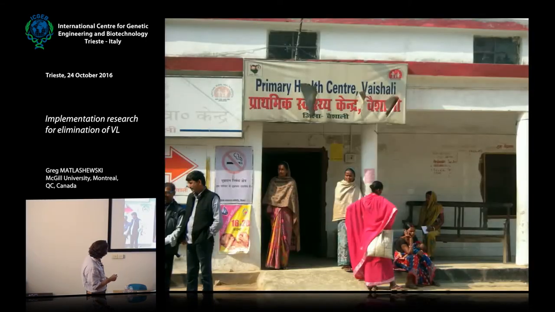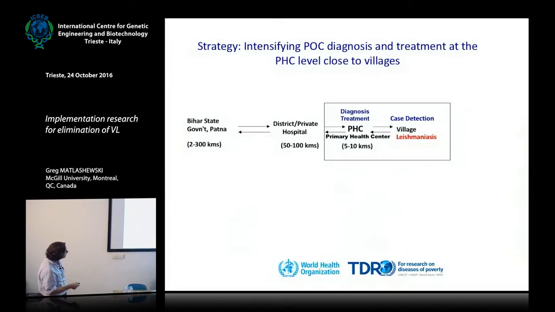And so this is a primary healthcare center. This is in Varshali, which is in Bihar. So this is typical. Primary healthcare centers play a very essential role in these areas. They're close to the villages. Each district has about 10 or 12 primary healthcare centers, and they're about 5 to 10 kilometers away. Each primary healthcare center may take care of maybe 200, 300 villages.